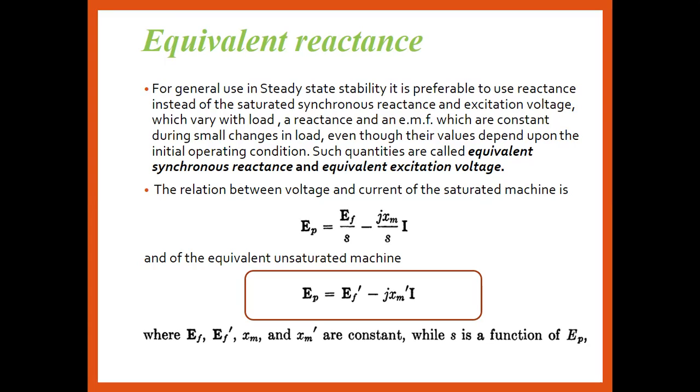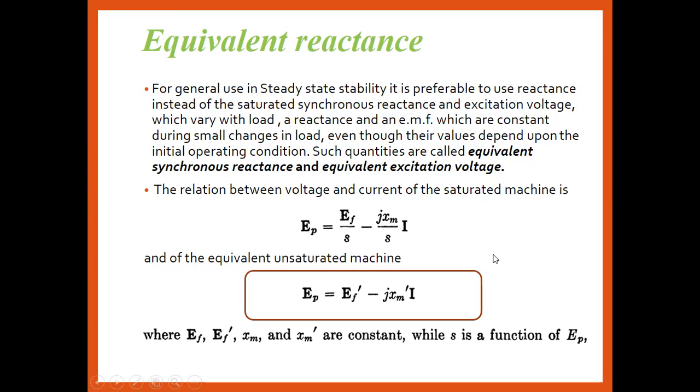So while using the synchronous reactance, we prefer to use the equivalent synchronous reactance and the equivalent excitation voltage, which depend upon the initial operating condition for a small change in load, not upon the load-dependent reactance and EMF, which are constant. That parameter is called the equivalent synchronous reactance and the equivalent excitation voltage.